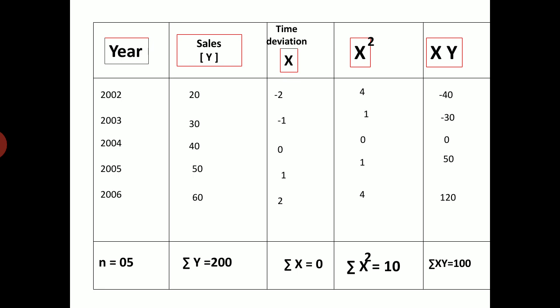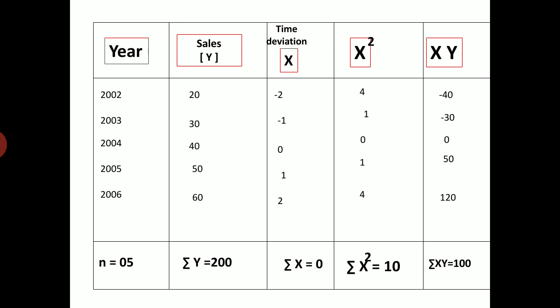X square, x into x. Minus 2 into minus 2 is 4. Minus 1 into minus 1 is 1. 0 into 0 is 0. 1 into 1 is 1. 2 into 2 is 4. Summation x square equals 10.